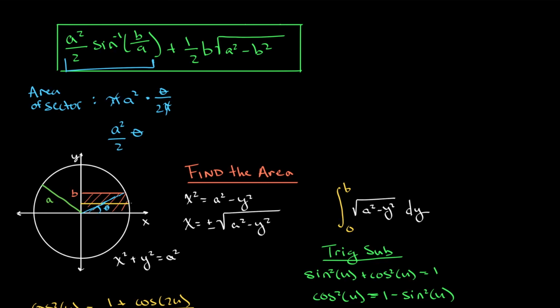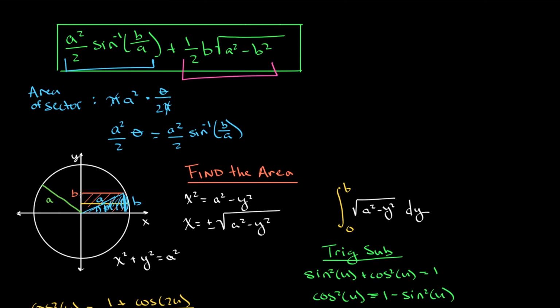And what is theta here? Well, if we were to drop this vertical here, the hypotenuse of this triangle that gets formed is a, the radius of our circle, and this height here is b. So sine of theta is b over a, and if we take the inverse sine of that, we find that theta is the inverse sine of b over a. So this is a squared over 2 times the inverse sine of b over a, and this right here is exactly the first part of our answer, and that's, again, this area. Now, I bet you could guess what this second part of our answer is.